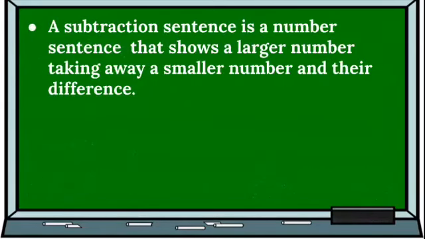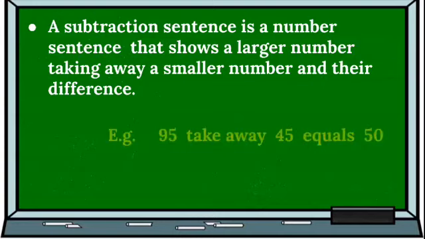A subtraction sentence is a number sentence that shows a larger number taking away a smaller number and their difference. And this is an example of the horizontal method of writing your subtraction. So here we have 95, take away 45 equals 50.